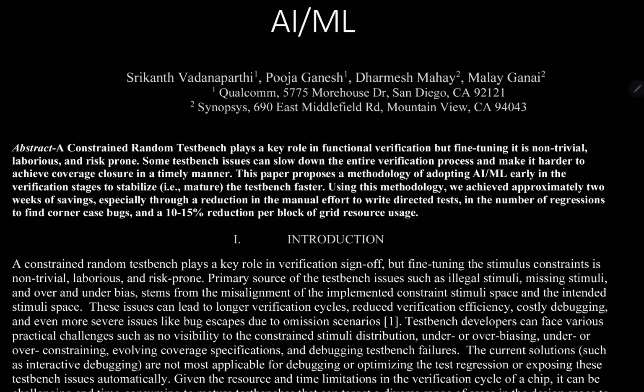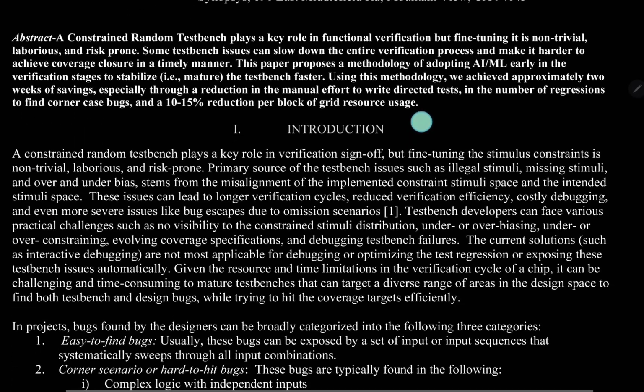This paper proposes a methodology of adapting the AI/ML early in the verification stages to stabilize, that is, mature the testbench faster. Using this methodology, we achieved approximately 2 weeks of saving, especially through a reduction in the manual effort to write directed tests and the number of regressions to find corner cases, and a 10 to 50% reduction per block of grid resource usage.